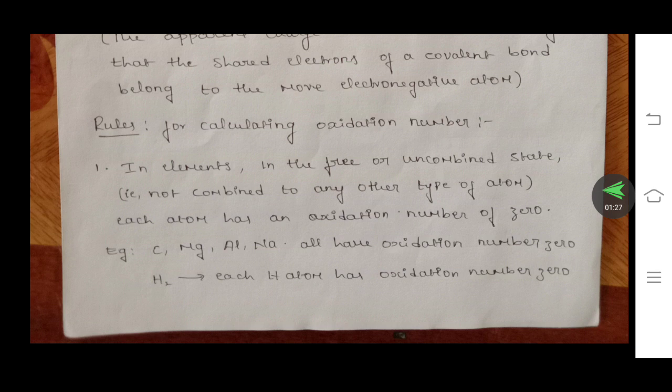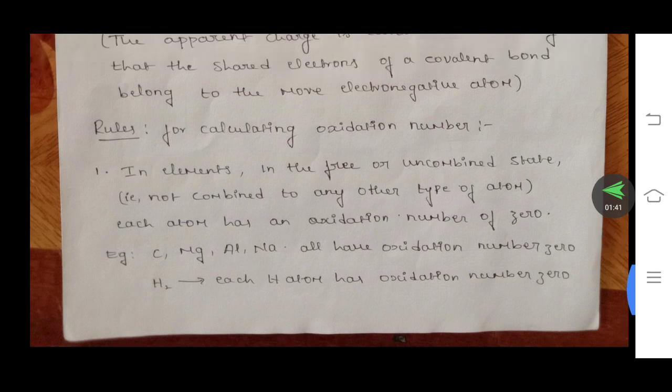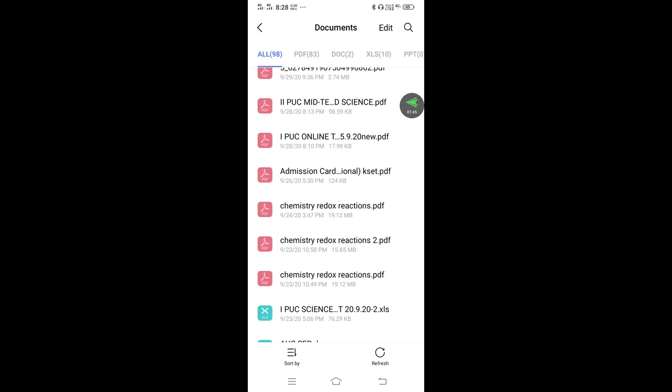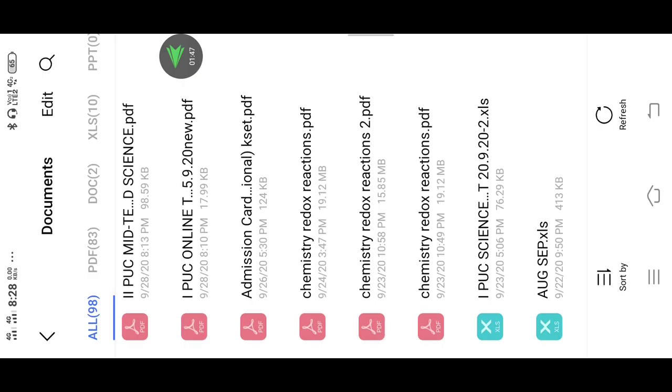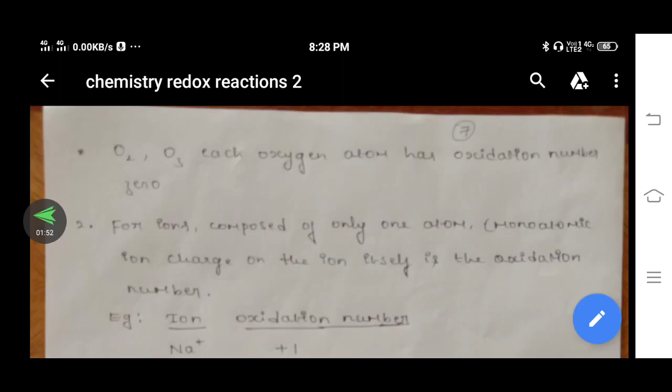Example: carbon, magnesium, aluminum, sodium all have oxidation number 0. Example: H2, each hydrogen atom has oxidation number 0. Now see in this example, O2, O3, each oxygen atom has oxidation number 0.